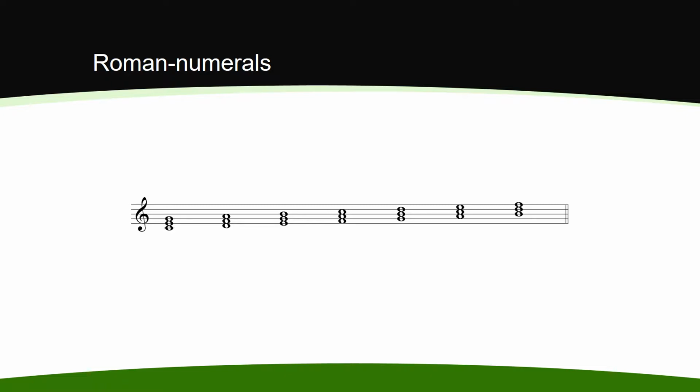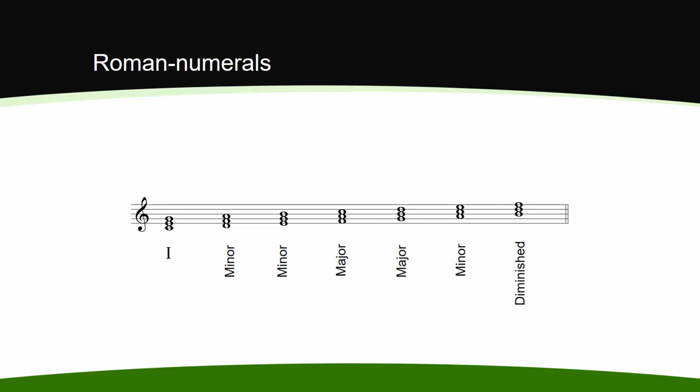Let's look at the C major scale, with triads built with each scale degree as a root. Here are the chord qualities for each of these triads. The major triad that is built on scale degree 1 can be represented by an uppercase Roman numeral 1. Uppercase Roman numerals are used for major and augmented triads. Lowercase Roman numerals are used for minor and diminished triads.